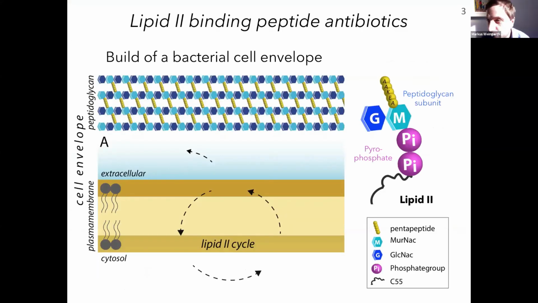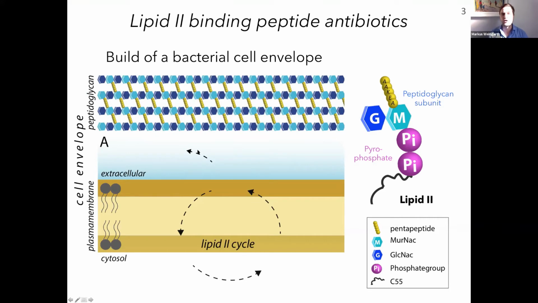So my talk will be on a special class of antibiotics, so-called lipid II binding antibiotics. So what is this receptor, the target, lipid II? Lipid II is also known as the Achilles heel of bacteria, and lipid II is the precursor molecule of peptidoglycan. As all of you know, peptidoglycan forms a protective hull around bacteria, and this hull is essential for bacteria as they die without it. You see here an illustration of peptidoglycan.